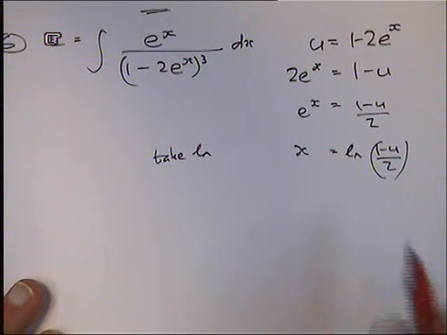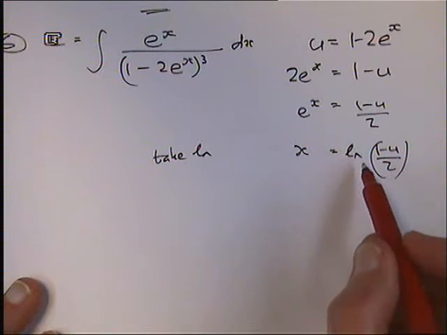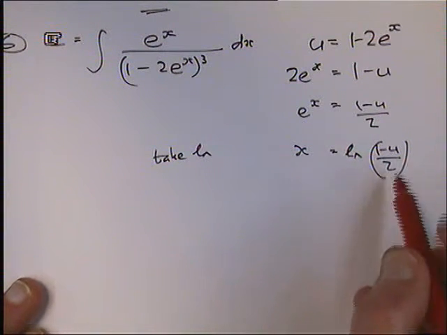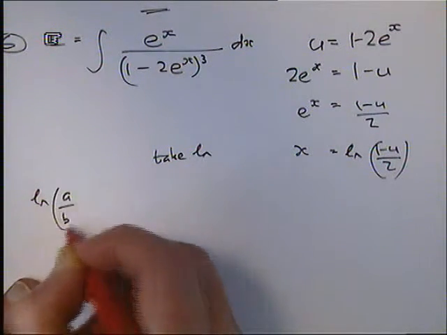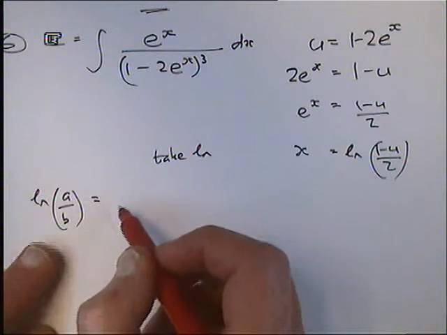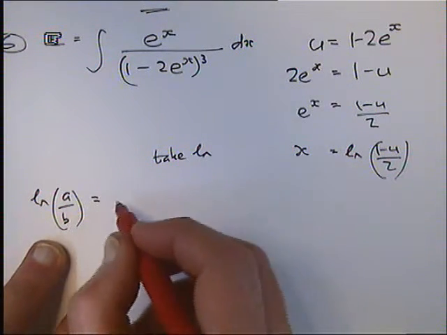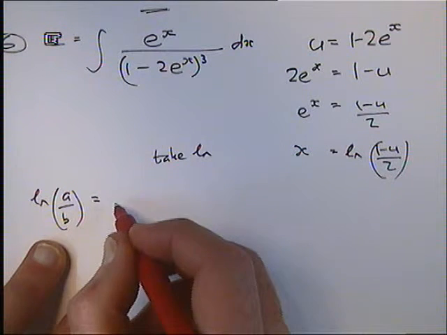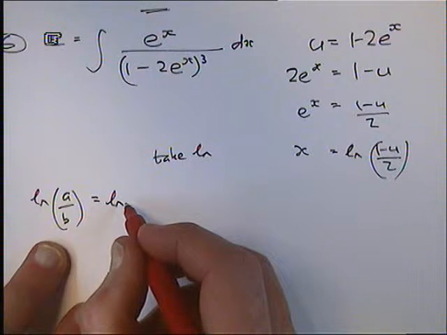It may be that we could write this out in a way that would help us further. This is log of something over something. Thinking back to the laws of logs, I've got log of, for example, a over b. How can I rewrite that using the laws of logs? Yeah, so it's log of 1 minus u minus log of 2.